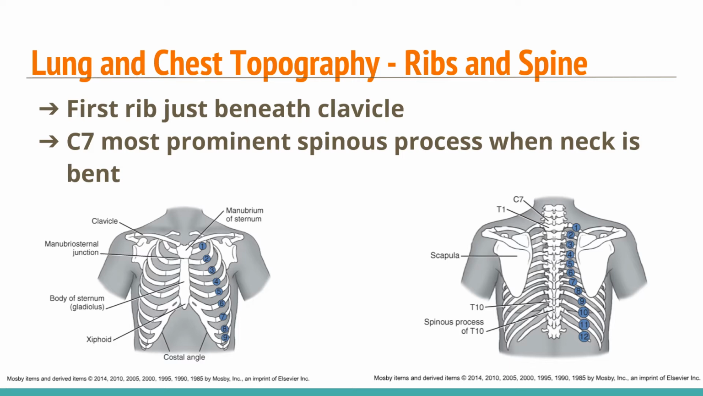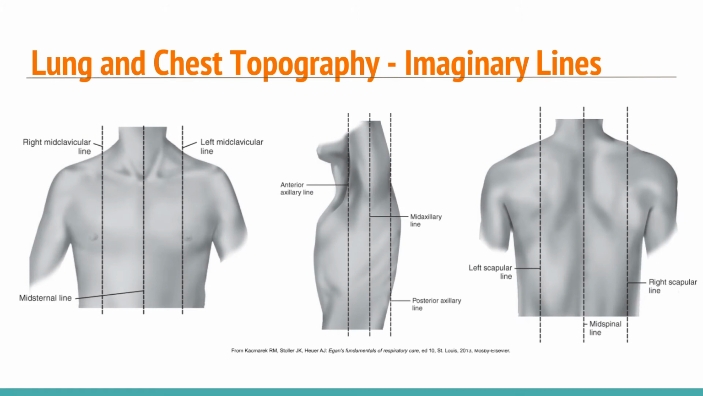So your C7, if you're looking at the back of your neck, on your spine here, your C7 is where you have that spinous process that sticks out the most. And then your T1, your thoracic vertebra, is where your first rib extends, right below that C7.